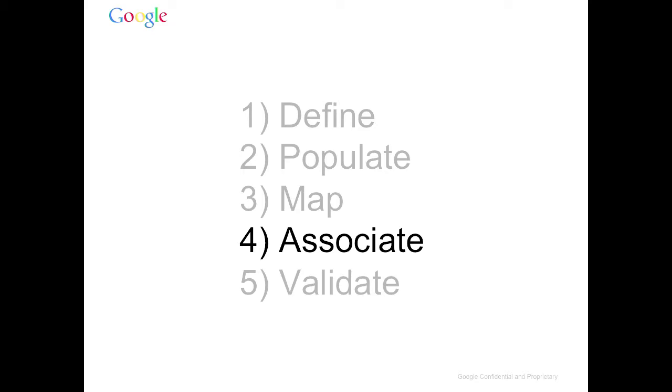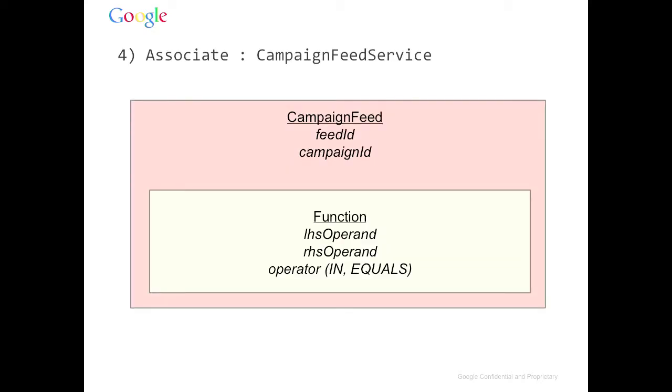Okay, so step 4. At this point, the table's been defined. It's been filled with data, and the columns have been mapped to the attributes of your sitelinks, right? All that's left, well, is to point it to one of your campaigns and then validate. Let's point it to our campaigns. So this is where it gets a little bit unusual by AdWords API standards. Our campaign feed object is used to create this association, and it has 2 very predictable fields. It has our feed ID, which is the ID we got back after creating the feed in step 1, and it has the campaign ID, which is pretty self-explanatory.